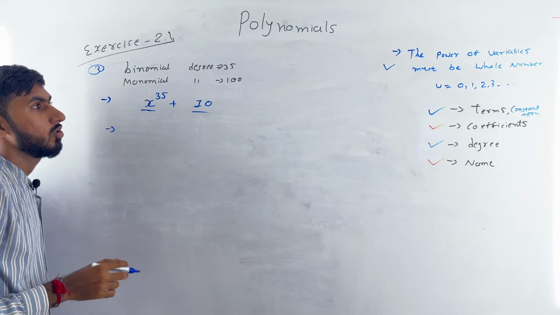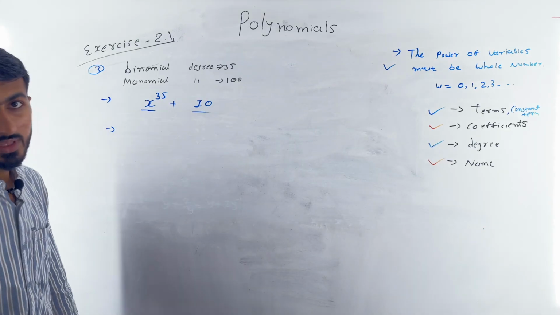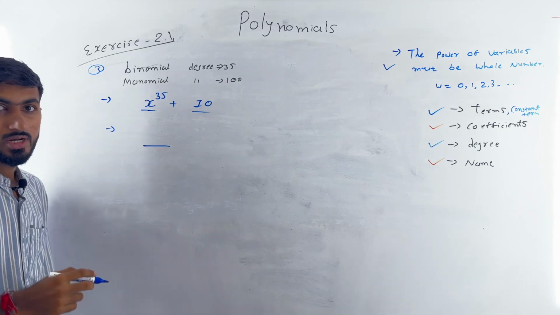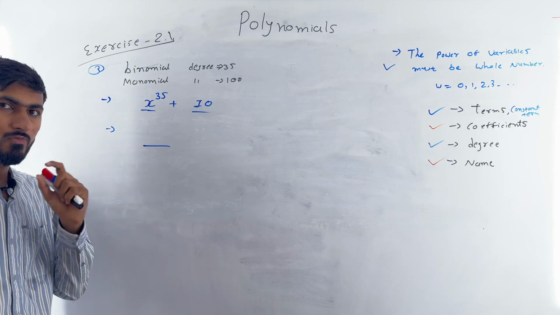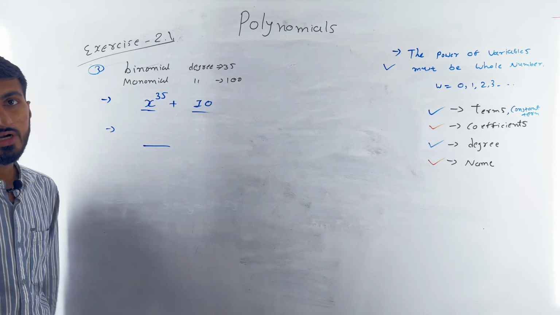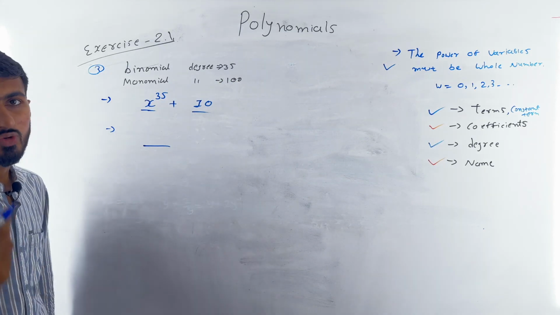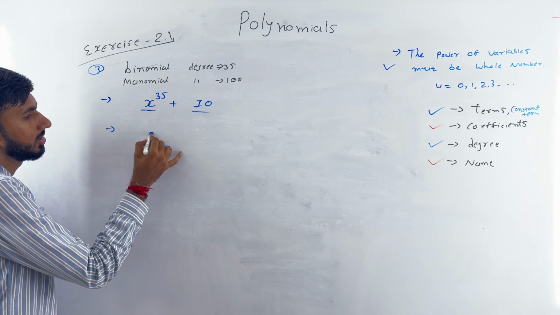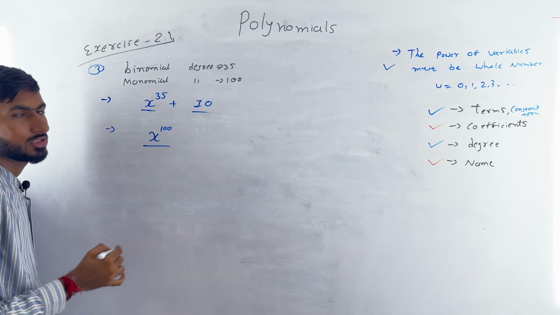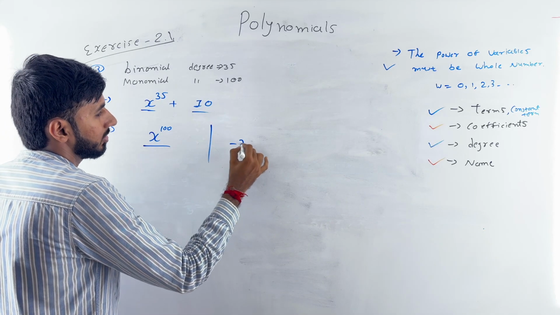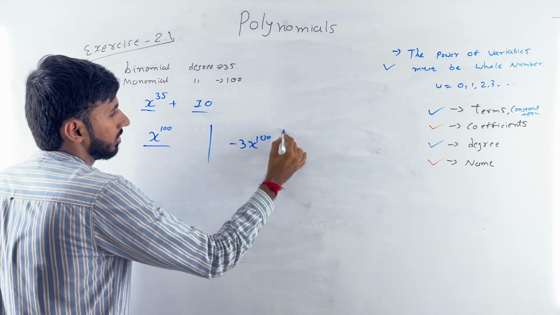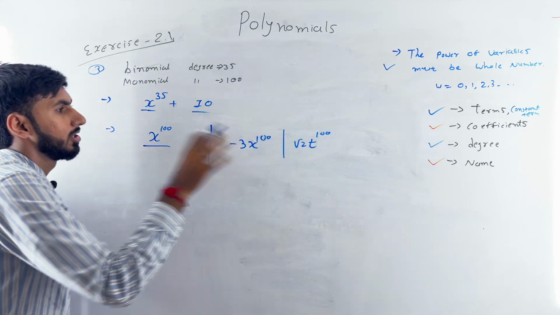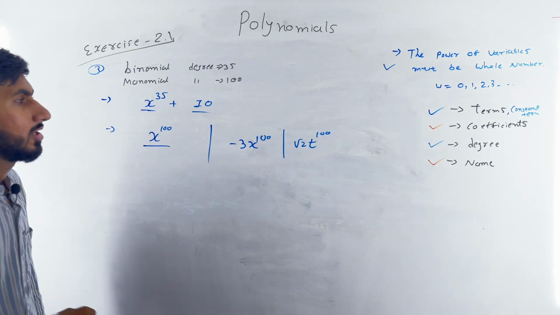Now for the second one, a monomial with degree 100, that means in this polynomial there is only one term, and for this term the maximum power of the variable should be 100. So in this term, the power of the variable must be 100, right? So I can write x power 100. This is my answer. Someone will write minus 3 x power 100, or anyone can write root 2 t power 100. These are all monomials with degree 100, right?